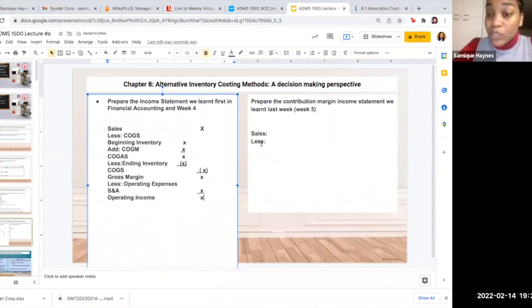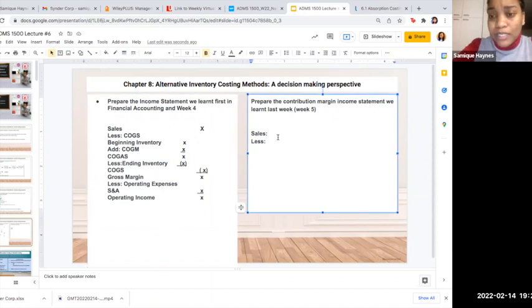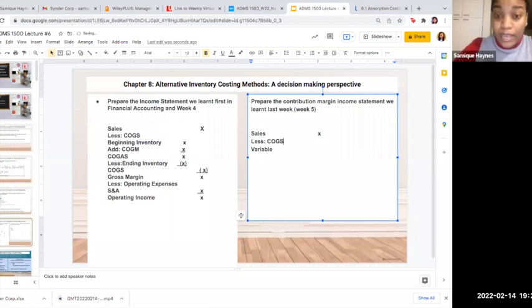Now, last week, we learned a new one called the contribution margin income statement. And how was it different? We start again with our sales. And then what do we deduct? Variable costs, very good. So we have our variable costs. So we can deduct a cost of goods sold again, right? But that will involve a variable.